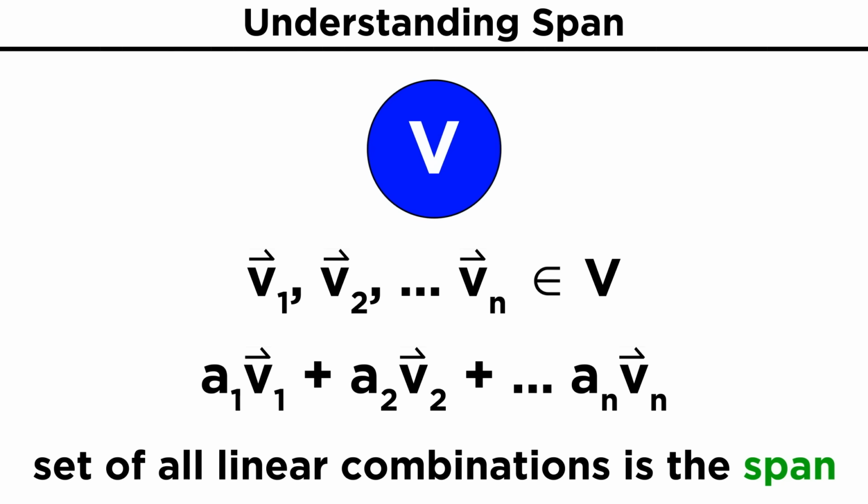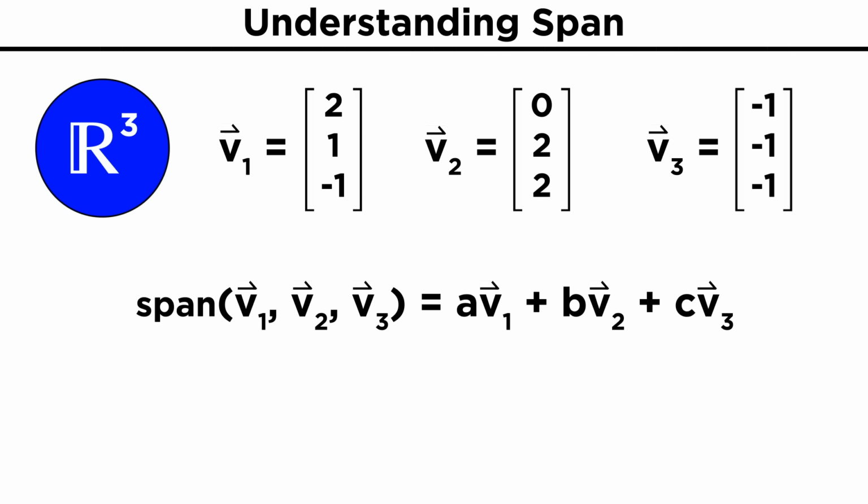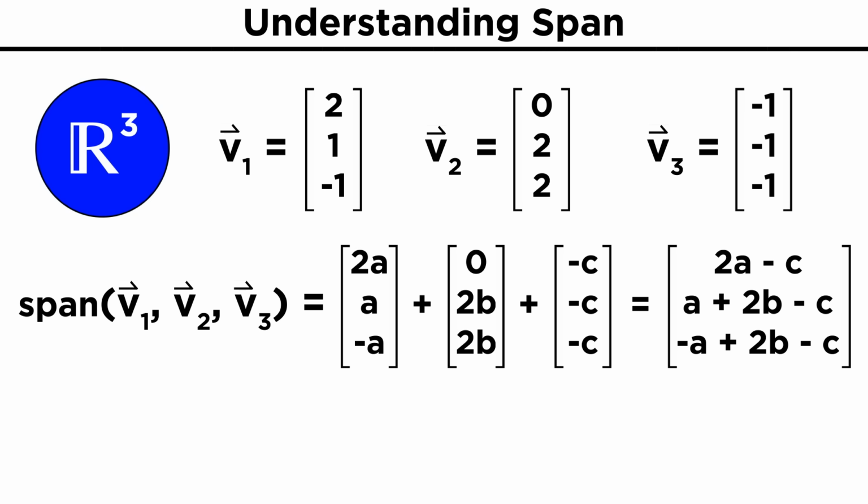As an example, let's take three vectors from R3, those being 2, 1, negative 1, 0, 2, 2, and negative 1, negative 1, negative 1. The span of these three vectors will be given by the linear combination aV1 plus bV2 plus cV3, where a, b, and c are all scalars. Let's plug in our vectors and distribute the scalars, and then do vector addition to see that the span of these three vectors has the form 2a minus c, a plus 2b minus c, negative a plus 2b minus c.